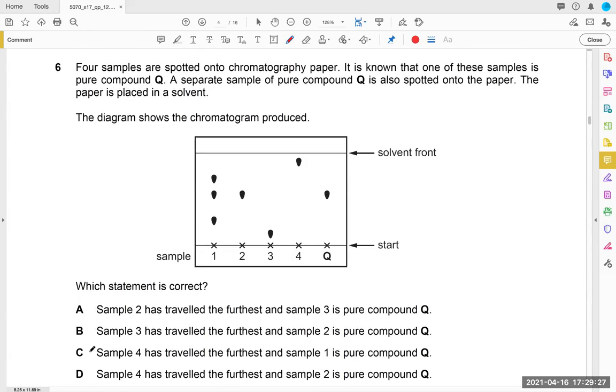All right. 4 samples are spotted onto chromatography paper. It is known that one of these samples is pure compound Q. That means Q will only show one spot. It is pure, so that is one spot. A separate sample of pure compound Q is also spotted. The paper is placed in a solvent.